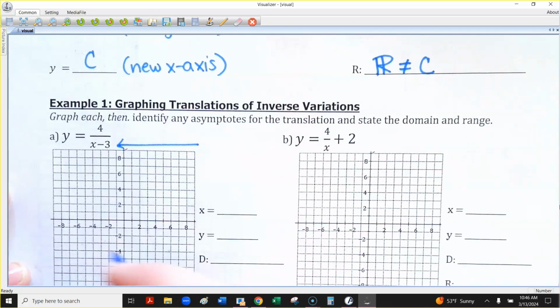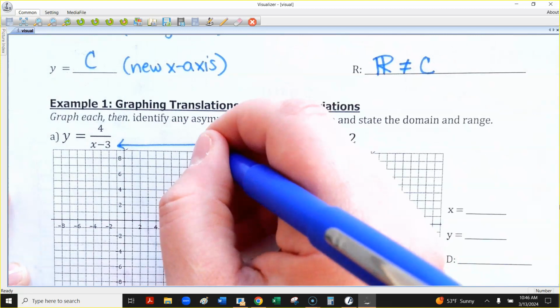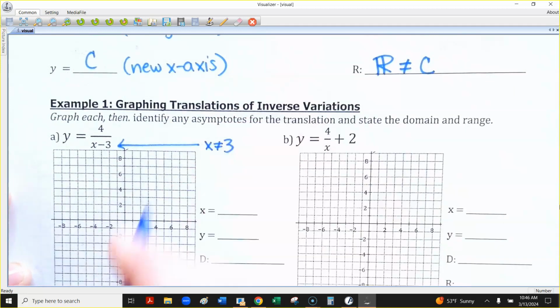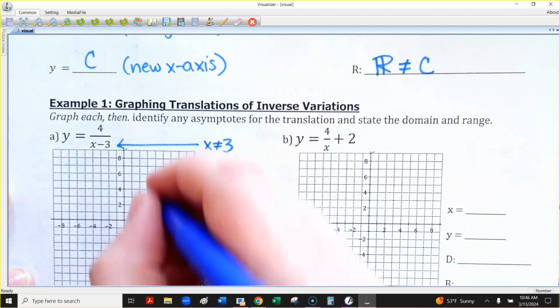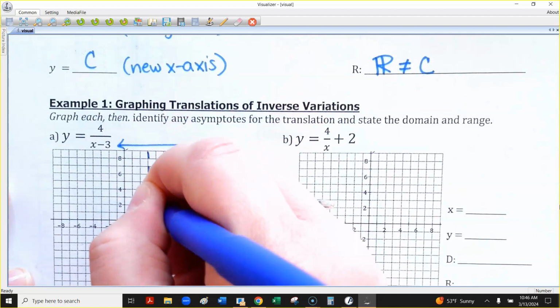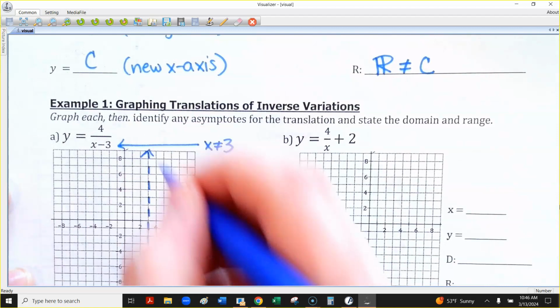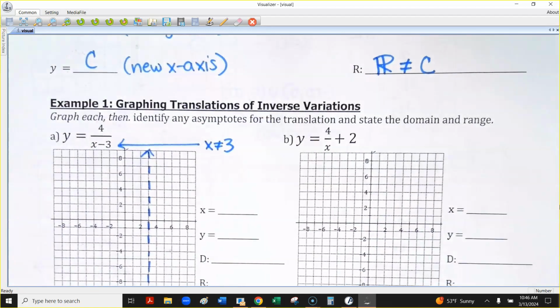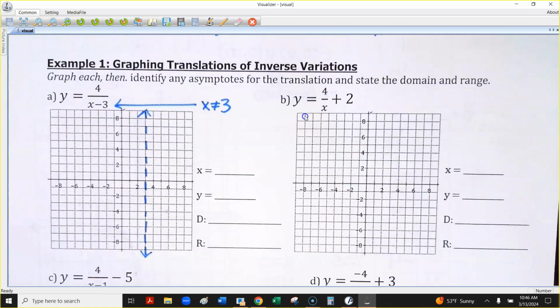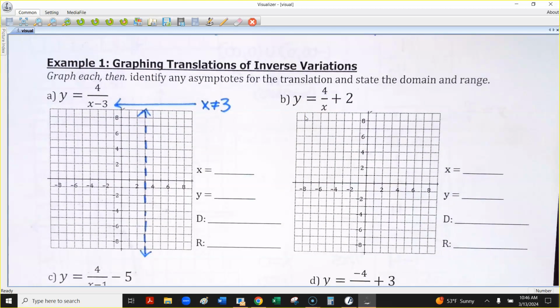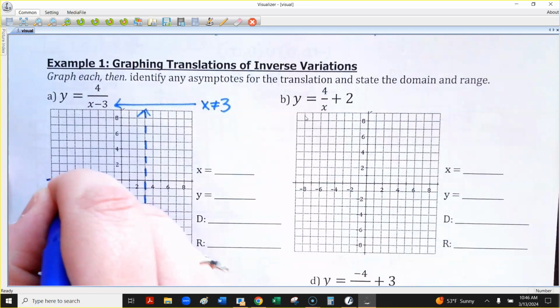Okay, so I'm going to shift my y-axis. X can't be 3. So we're going to move this over just 3 spots. So that's like my new y-axis, if you will. Now, you don't have anything added or subtracted, right? I just have that fraction. I don't have anything moving the graph up or down. So we're just going to leave the x-axis right where it's at.